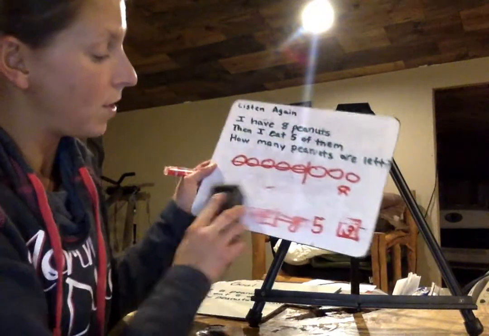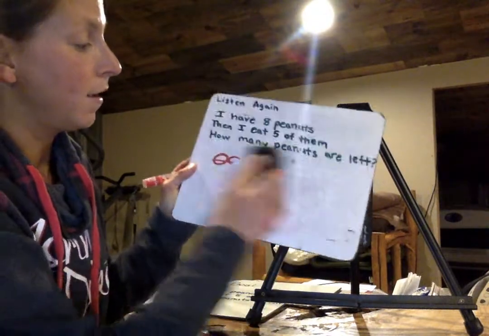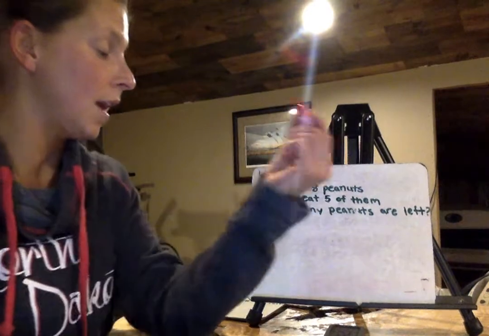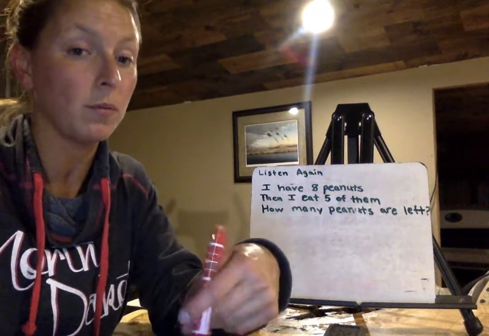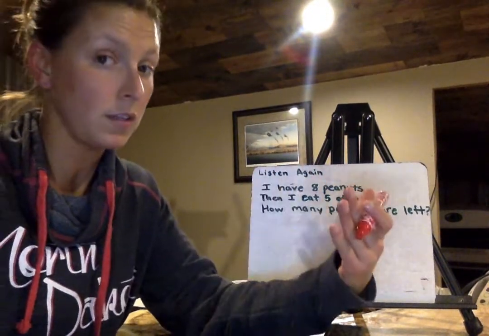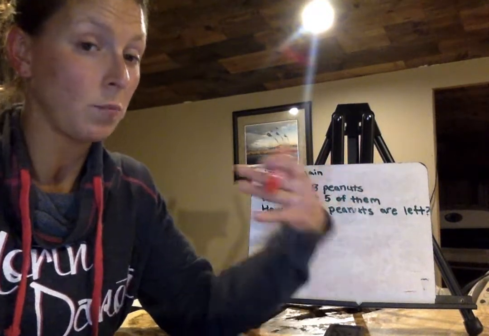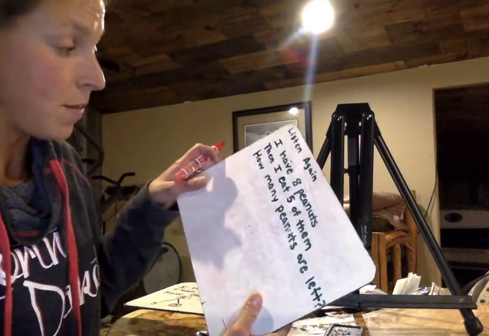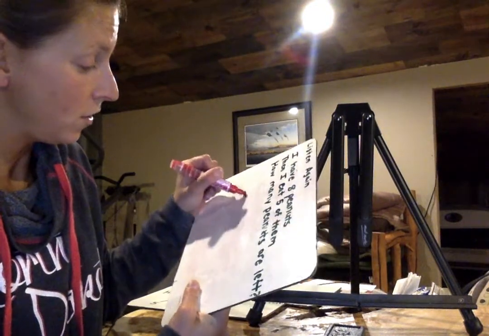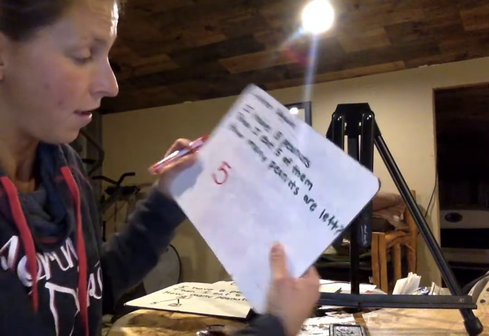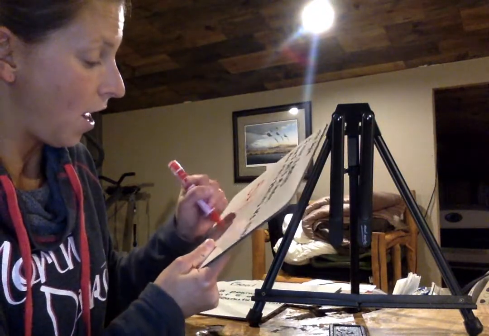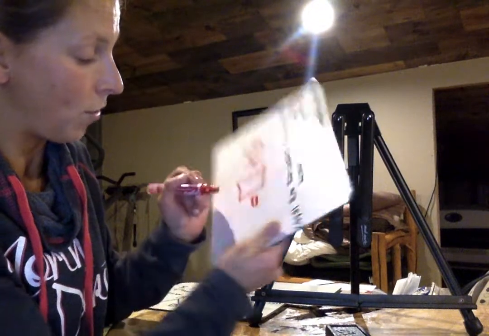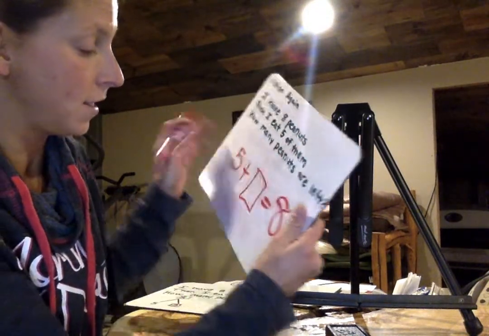Not sure if that makes sense. Maybe I'll rephrase it in a different way. Now my goal here, boys and girls, is that I'm trying to get you to see that even though this is a subtraction problem, we can still use what we've learned this last week about finding unknown partners to figure out a subtraction problem. So I have 8 peanuts. I ate 5 of them. So my known partner is 5, but I don't know how many peanuts are left. And I know that before I ate the 5, there were 8.